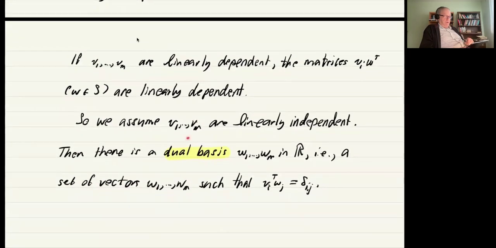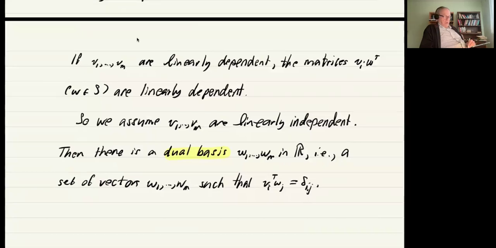We're assuming that v1 through vm are linearly independent, and we want to show that the m squared outer products are also linearly independent. The trick we use, though I don't like calling it a trick, is something which I call a dual basis. So I've got a set of vectors in R^n, not necessarily a spanning set, just some set of vectors, and I want to find a dual basis. It's going to be a collection of m vectors, w1 through wm, such that v_i transpose times w_j is equal to the Kronecker delta.